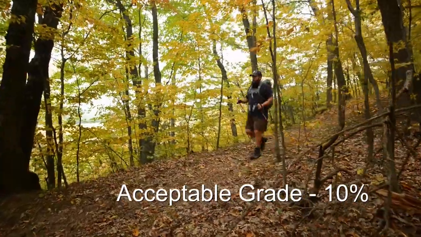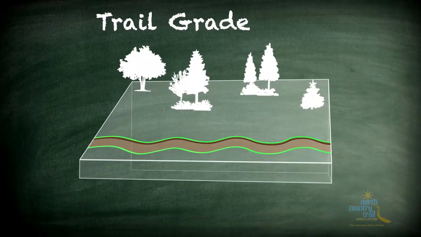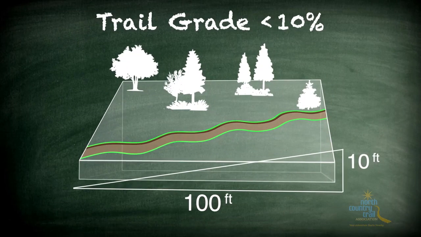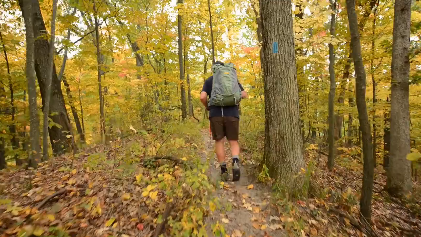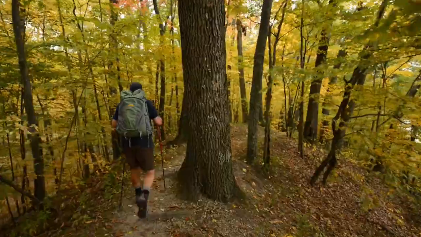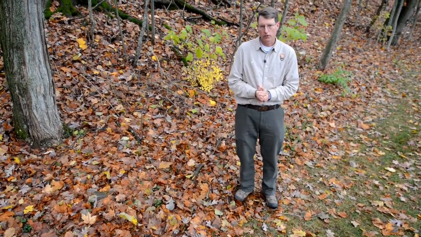The trail grade is the elevation difference on the trail from one point to the other. 10% is what we'd like to shoot for as a general maximum trail grade. This means in the distance of 100 feet, the trail wouldn't rise more than 10 feet. The maximum grade on a given section of trail depends on the type of soil you're dealing with, the topography, and of course the user type. Another tool that we use is to outslope the trail tread.